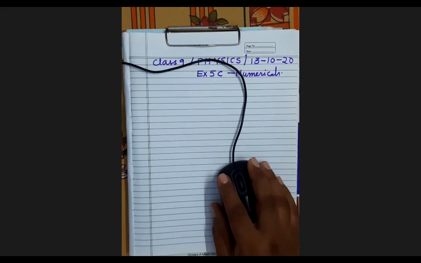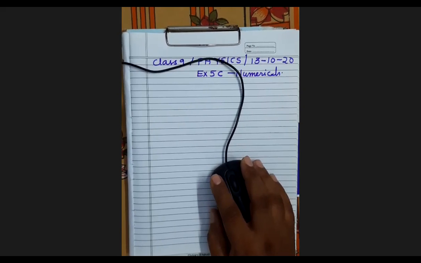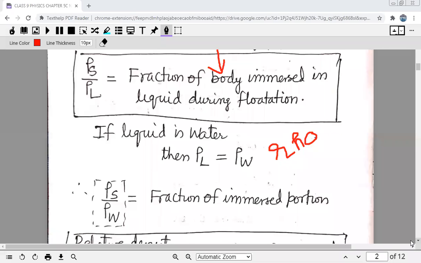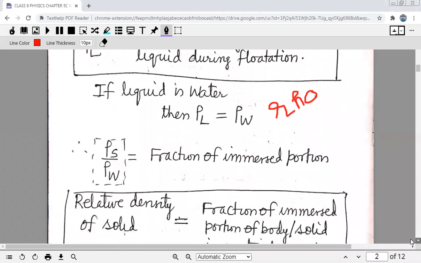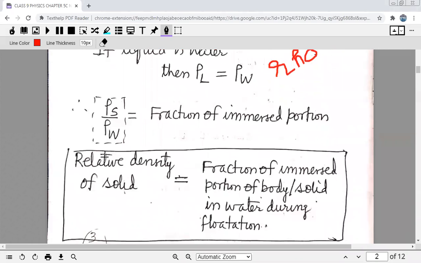So what will be rho S upon rho W? Density of solid upon density of water. It will be the relative density of the solid. What is the formula of relative density? It is the density of solid upon density of water. This means relative density of solid equals the fraction of immersed portion of the body during flotation.